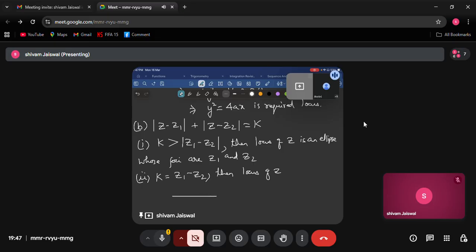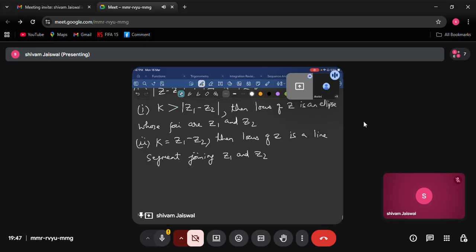Sum of two distances is equal to the third distance. What does it represent? Then locus of z is a straight line segment, right? It's a line segment joining z1 and z2. Right, tell me. Memel, Devang, Shomita, are you people getting? Yes, sir.